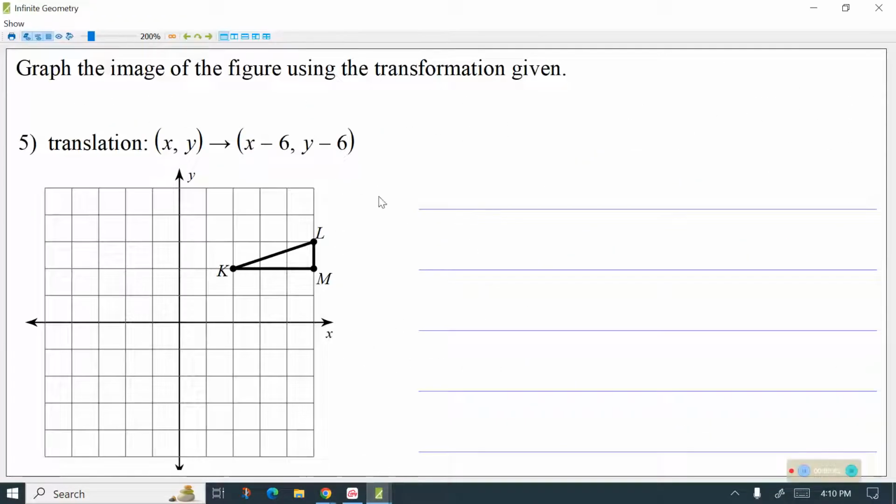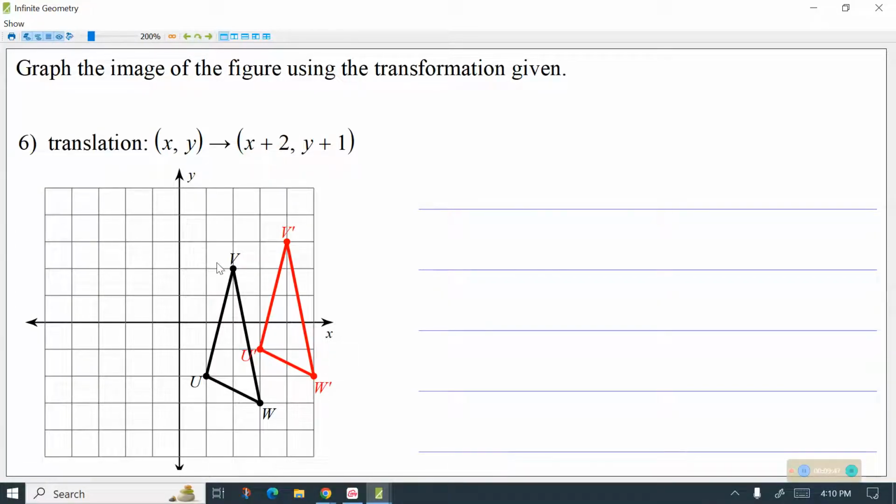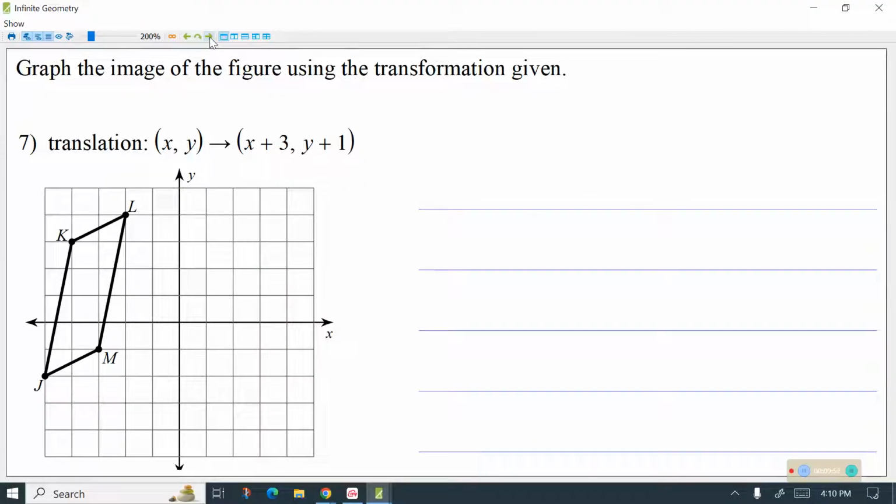So number 6, I believe we did number 6 in class. All right, but I'll show the answer up here. You should have something that looks like this. Again, everything going right 2 and up 1. All right? So notice they're both positive, so we go to the right and up. All right, so now number 7, another homework problem. This one should have us going right 3 and up 1. Okay, so I hope that makes sense to you.